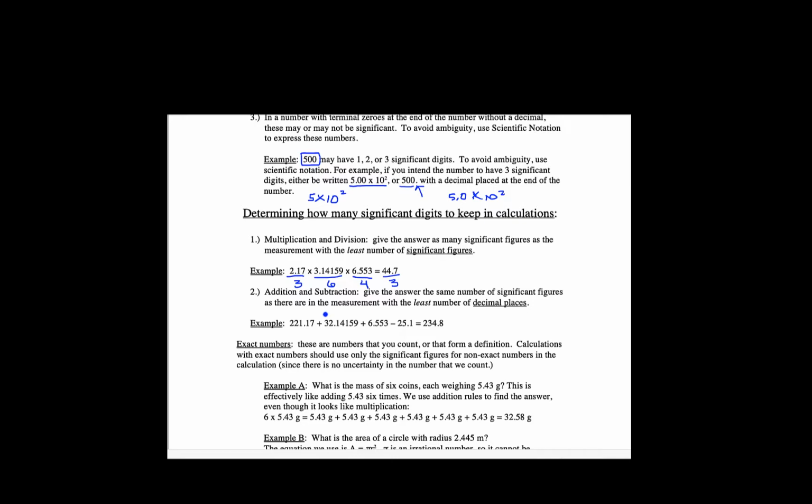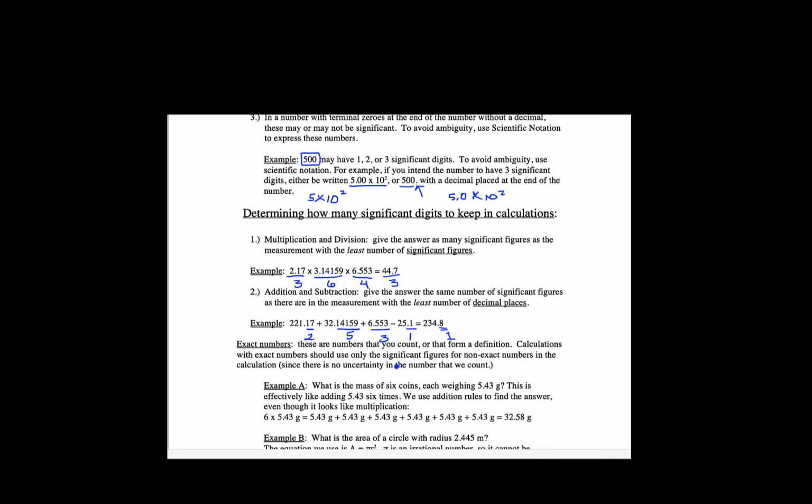In addition and subtraction, we still are paying attention to the least number of significant digits, but when we add and subtract, we're paying attention to the decimal places specifically. These are the places that tell us about the precision with which that number was measured, and that's why with addition and subtraction, those decimal places are the ones that are important. So in this first number, I've got 2, then 5, then 3, then 1 decimal place. So in my final answer, I can only keep 1 decimal place.